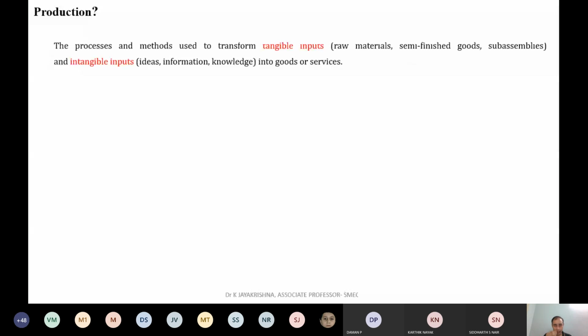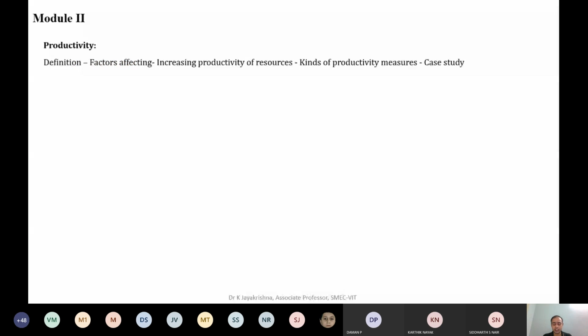Okay, before we start this module, can anyone explain to me the difference between production and manufacturing? What is production and what is manufacturing? Have you ever thought of these words, production and manufacturing? Most of the time we take it as a single word, right?